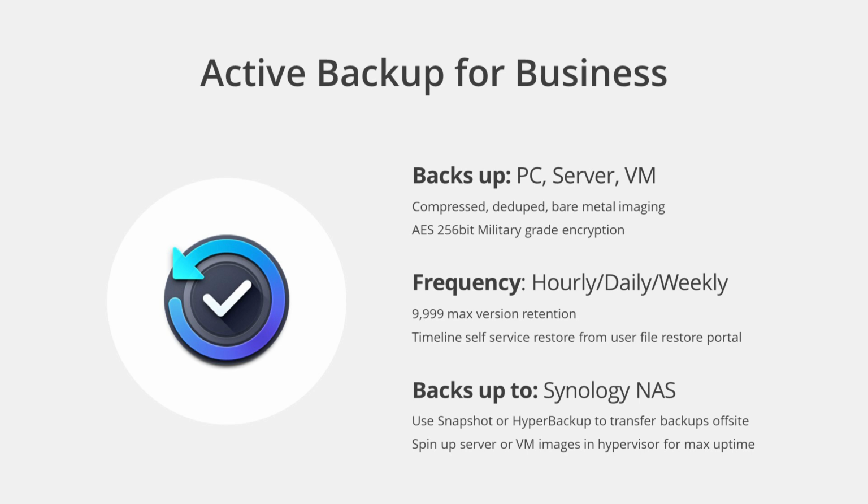Also, the backups are forever incremental, which means after that initial backup, it's only going to transfer the changed blocks to reduce backup time and bandwidth. With Active Backup for Business, if you're backing up a PC or server, you simply install an agent onto the device. But with virtual machines and at the file server level, you do not need an agent. It has very granular settings. With the frequency, you can schedule a backup up to once an hour, and you can set up your own customized retention policy, and it allows you to save up to 9,999 versions.